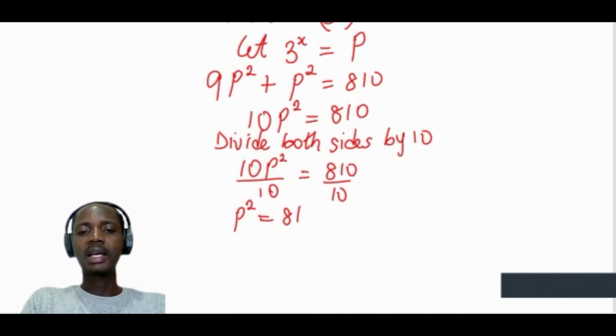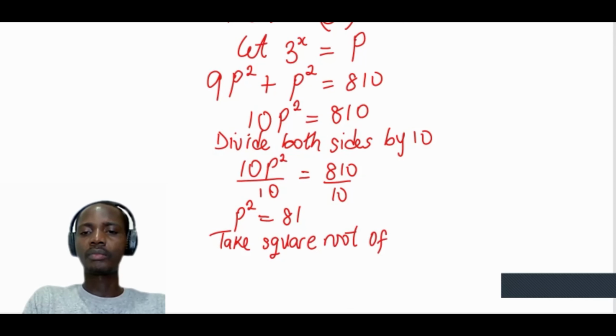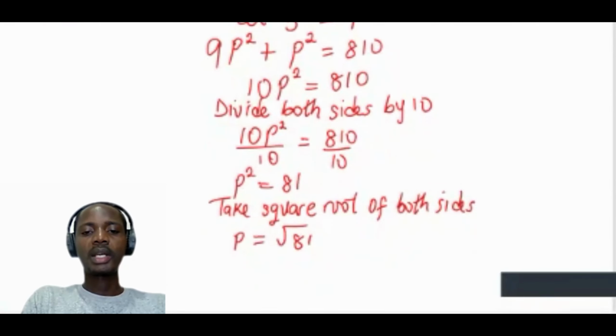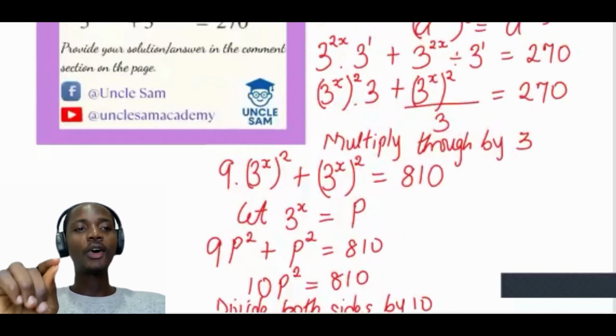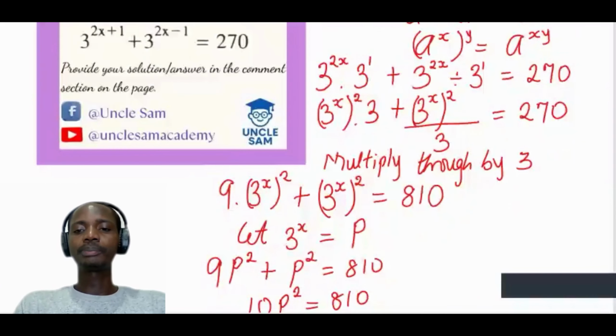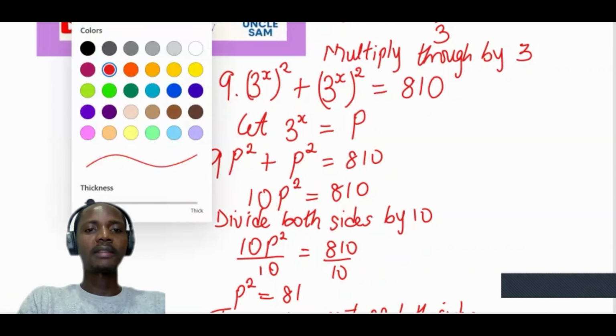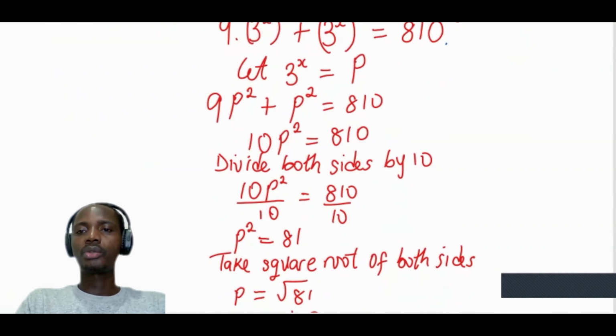So I can now say that p, okay, take the square roots of both sides. If I take the square root of both sides, I'm going to be having p equals the root of 81. So we can say that p is equal to plus or minus 9. Now don't forget, what we're looking for is x, not p.